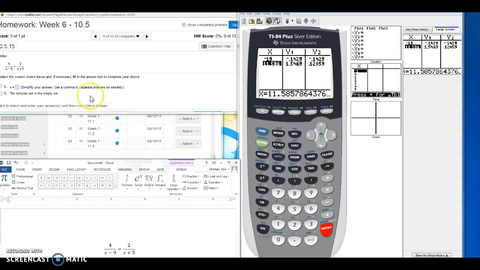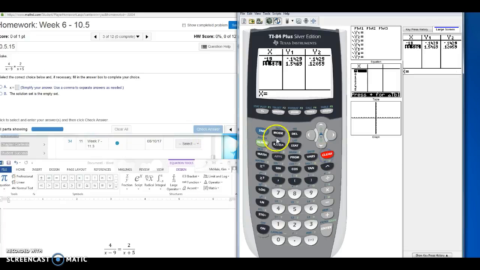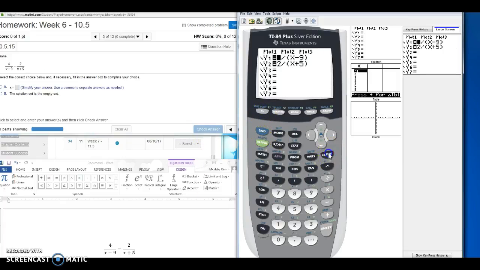Let's solve a rational equation. That's an equation where I have fractions with variables. And I'm going to clear my calculator out. Clear this out so we can work it together.